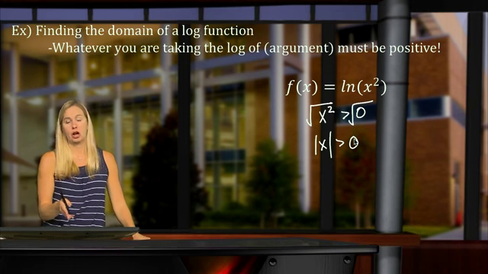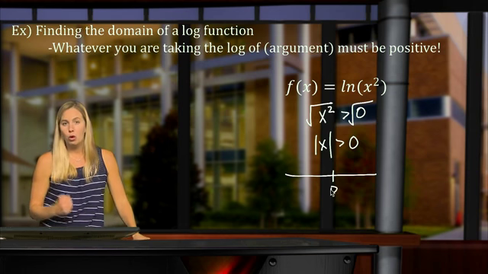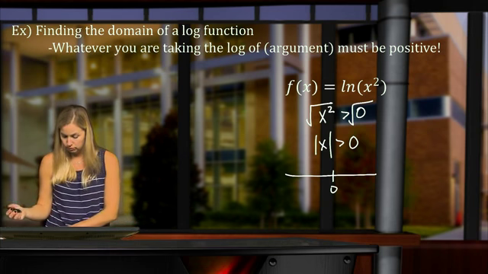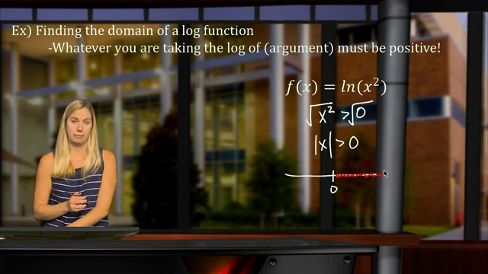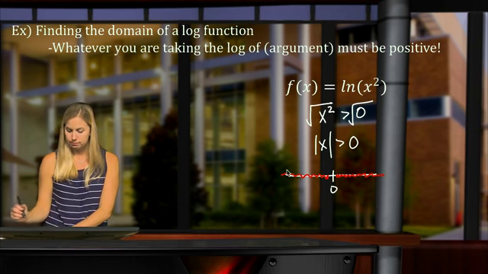Now, absolute value is talking about distance. So if I'm setting up a number line, here's 0. What values have a distance from 0 that is greater than 0? Well, that's all of these values. They all have an absolute value greater than 0. Same with all of my negative values.